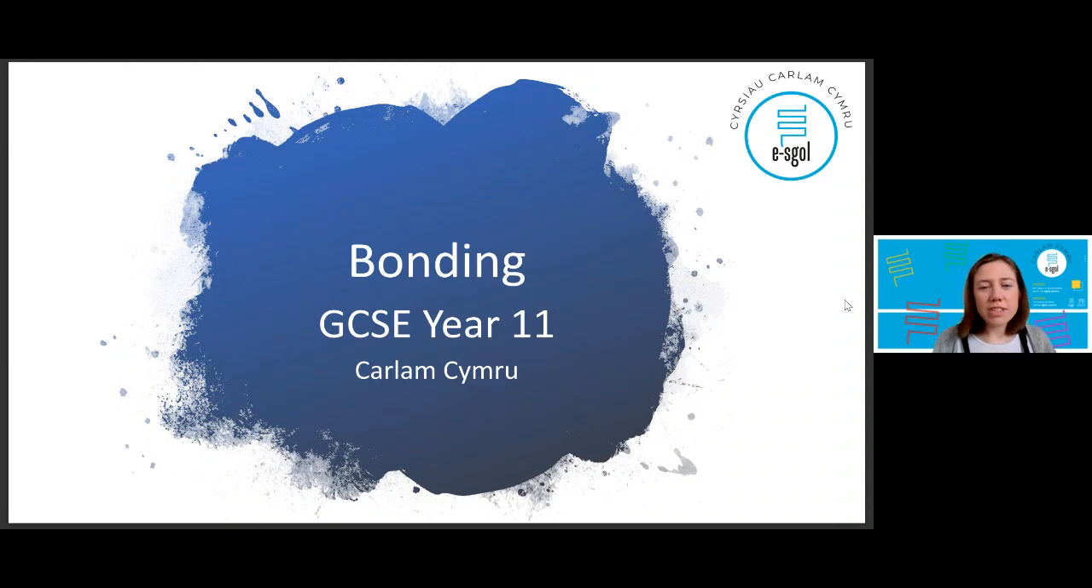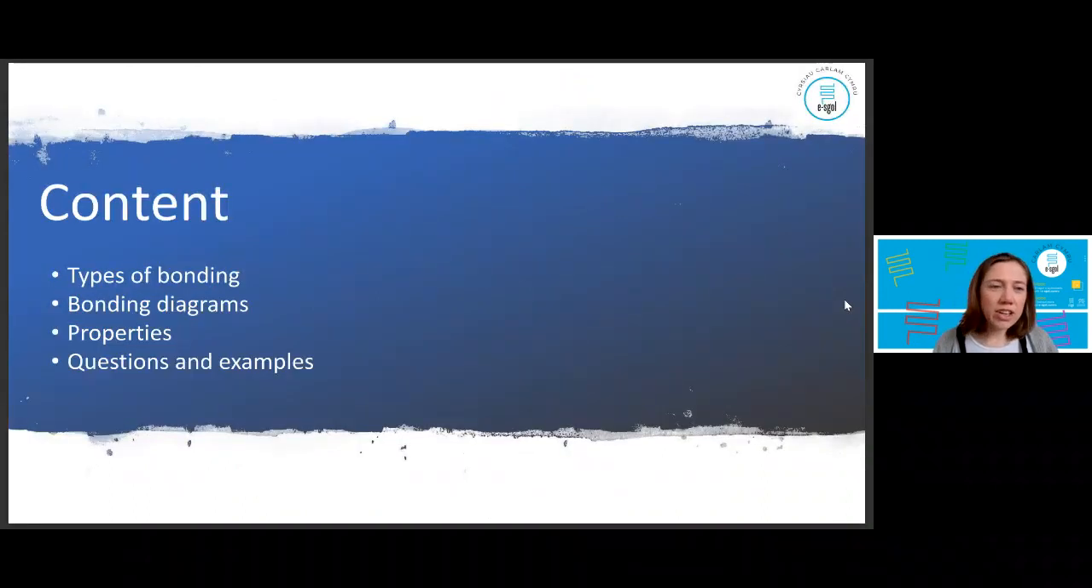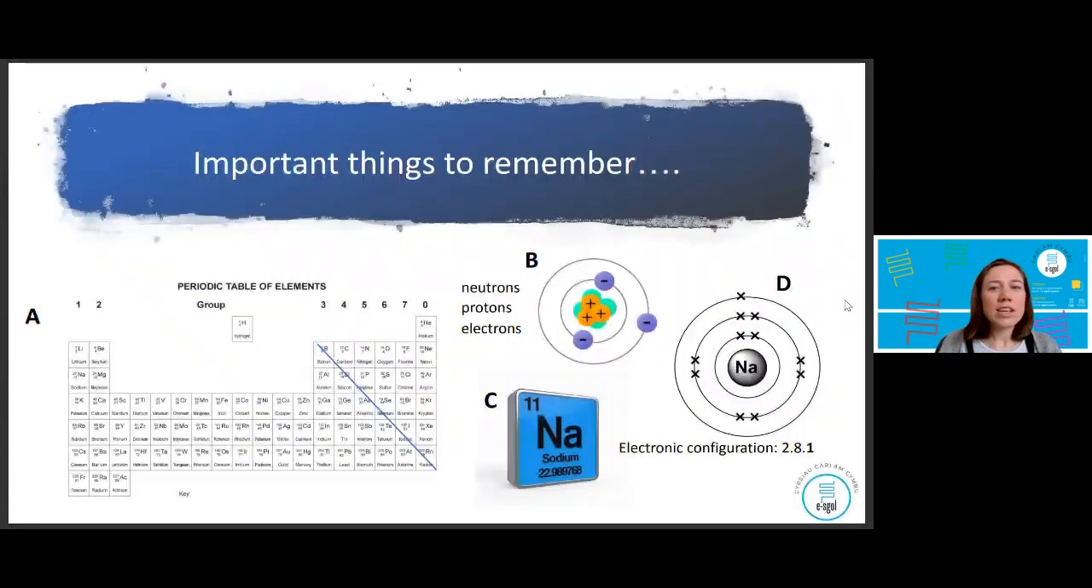So the topic is bonding, and let's have a look at the content of today's lesson. Types of bonding, bonding diagrams, properties, and questions and examples to finish off the session. Before we can move on to this unit, we want to look at some important things that you need to know before we can even attempt some bonding questions. I've got some things here on this slide.